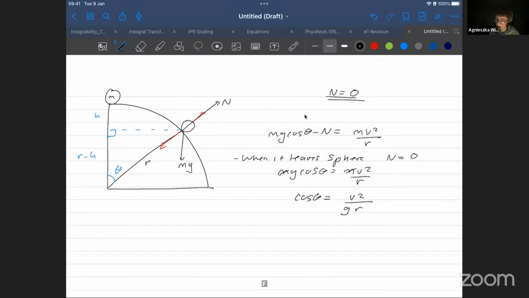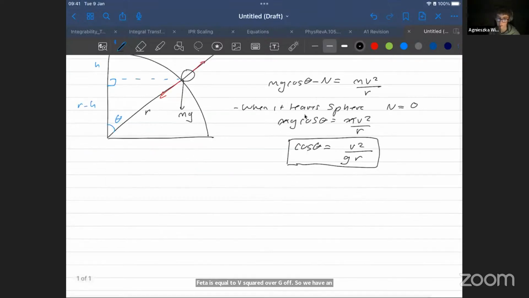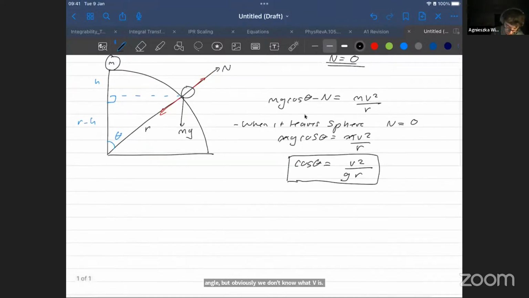So we have an angle, but obviously we don't know what v is, so we need to find what the velocity is, but we can do that through energy conservation. Initially the marble is going to have just a potential energy equal to mass times the gravitational field strength times the radius, because it's just nudged from the top, so we can say that it has no speed and the only energy it has is the gravitational potential energy.